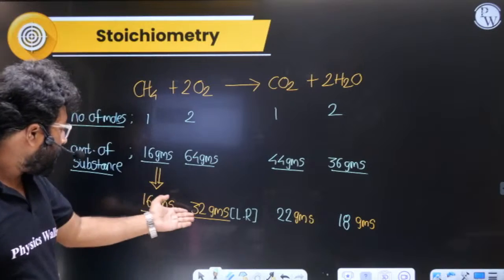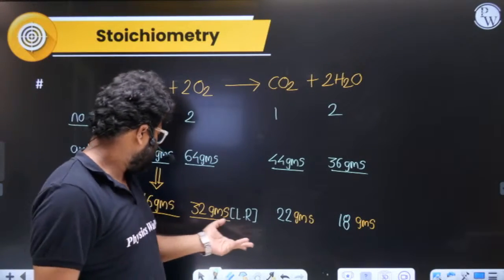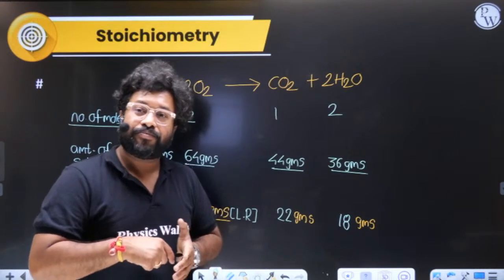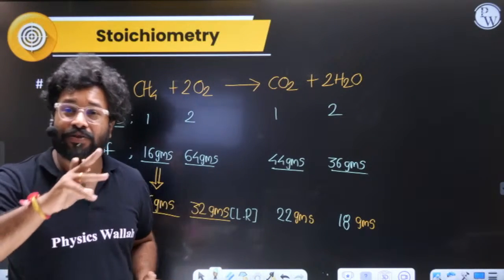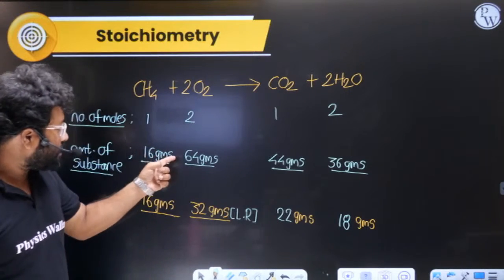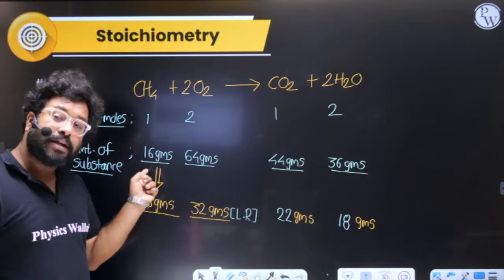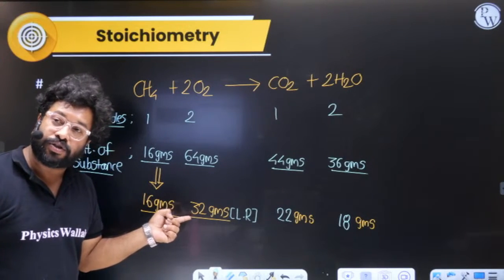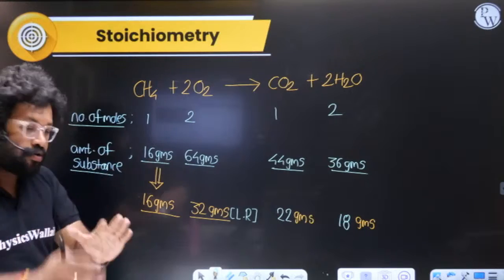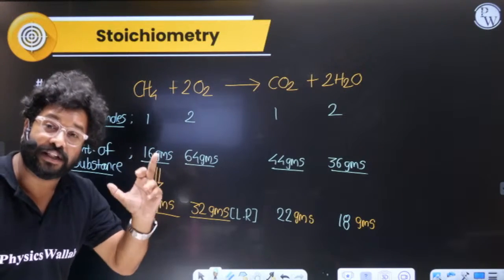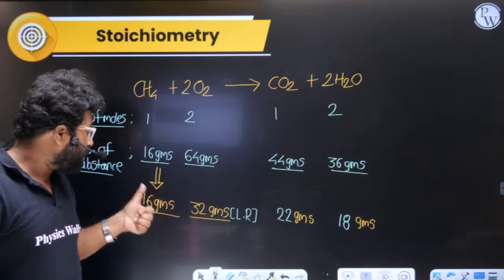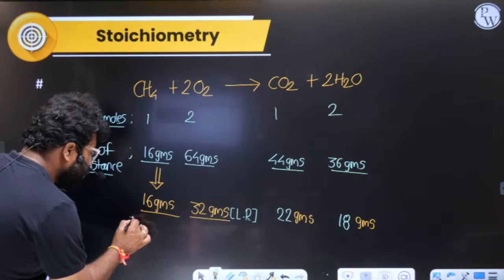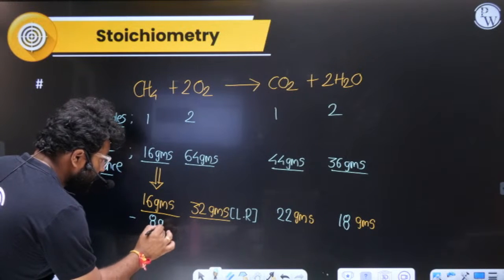Let's see. 32 plus 16 is 48. And 22 plus 18 is what? 40. So you are saying, sir, why is there this discrepancy? There is no discrepancy actually. So when 64 grams of oxygen was there, 16 grams of methane was completely reacting. But here you are having only 32 grams of oxygen. So if 64 grams of oxygen required 16 grams of methane, then 32 grams of oxygen would require only half of the methane. That means it is going to need only 8 grams of methane.